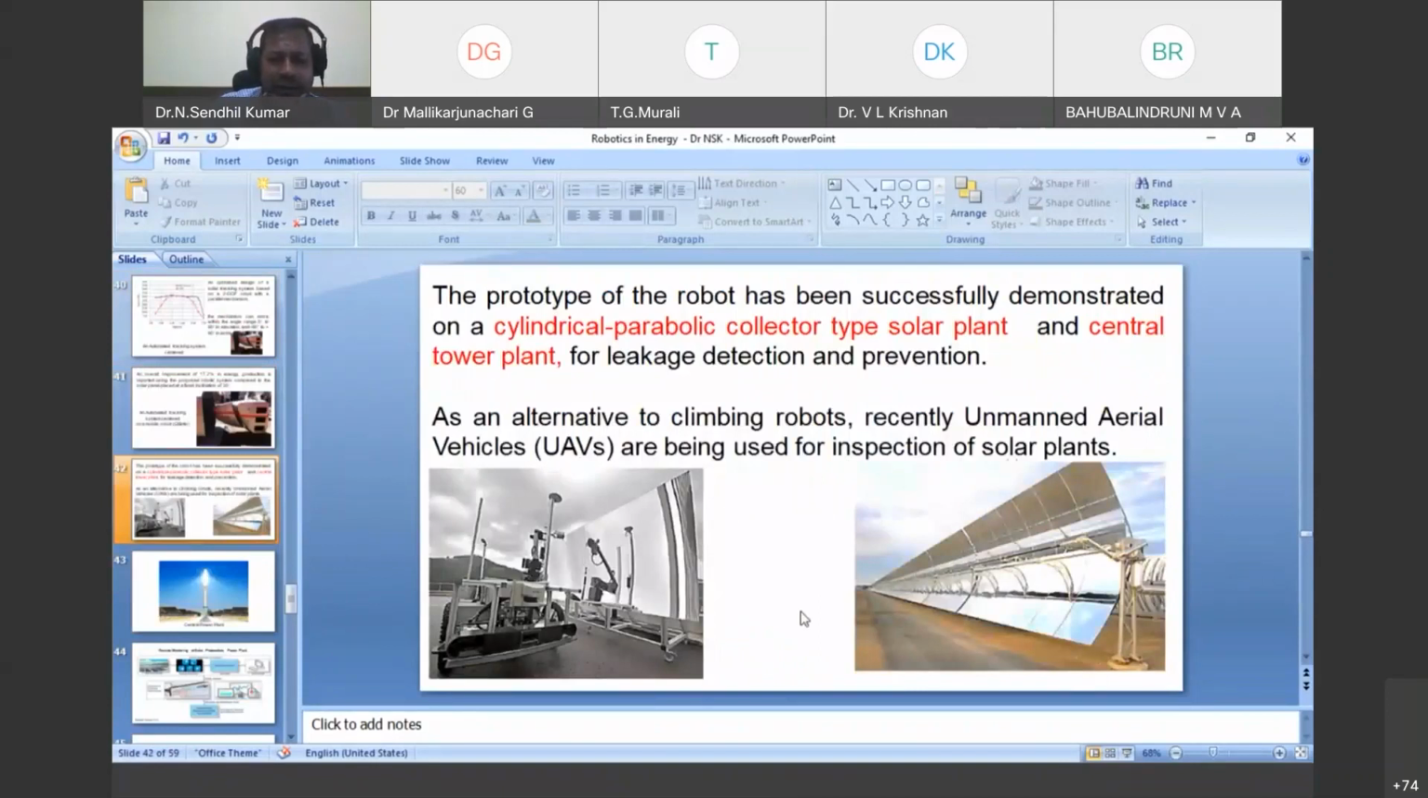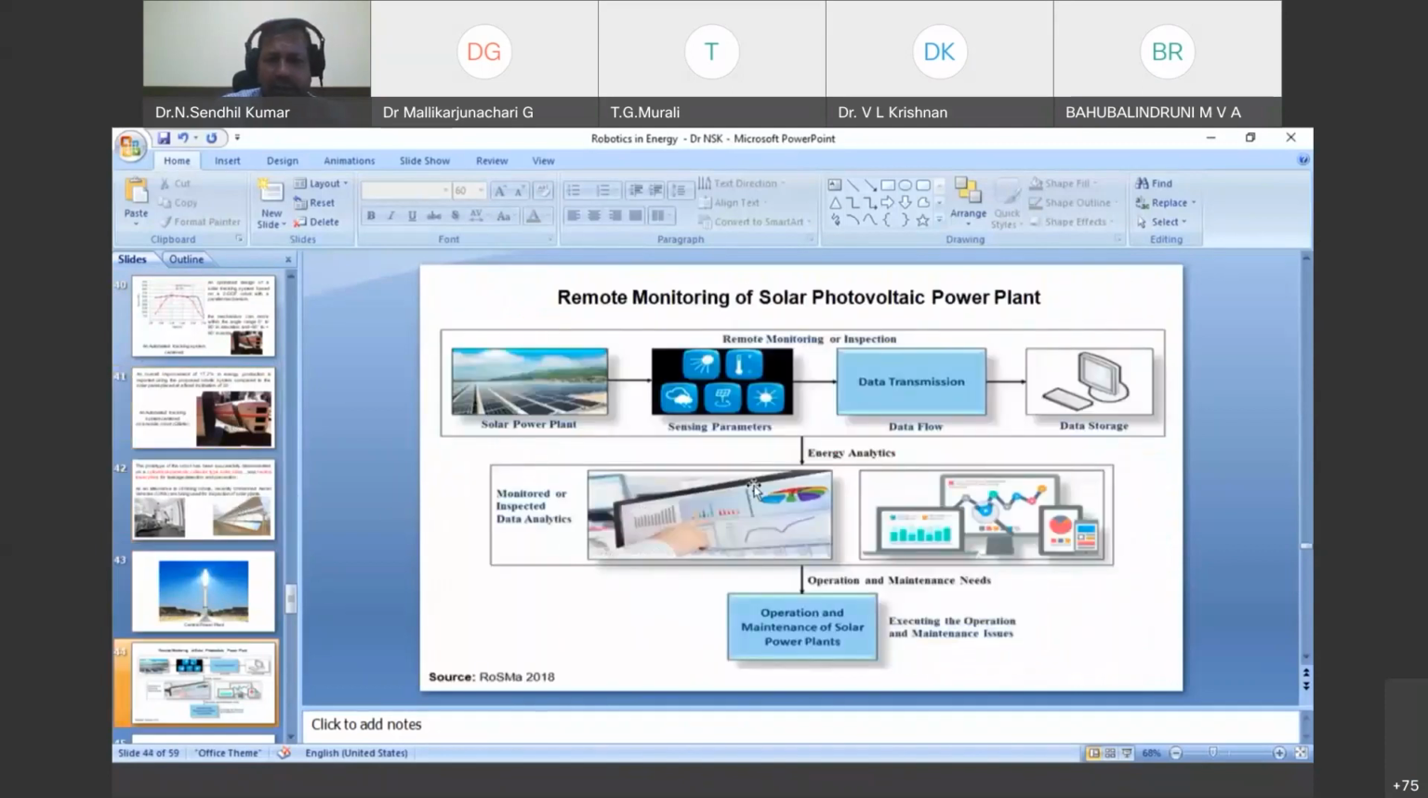Normally, when you deploy robotics, the power consumed will be from the PV panel. Suppose you use an unmanned aerial vehicle, the power consumption and timing, how long it runs, I have shown in milliampere hours actually.